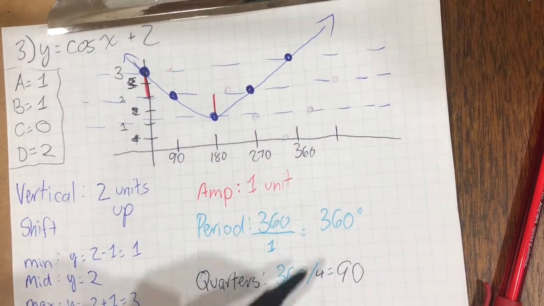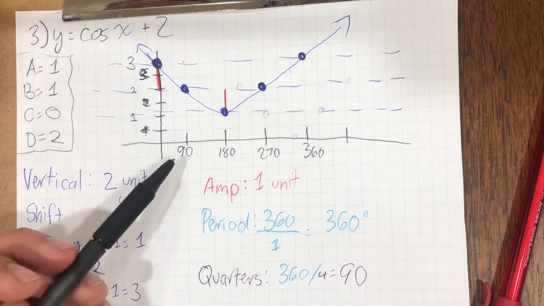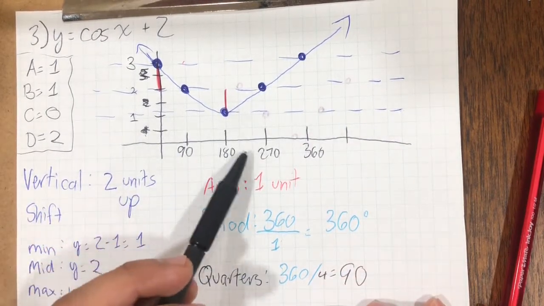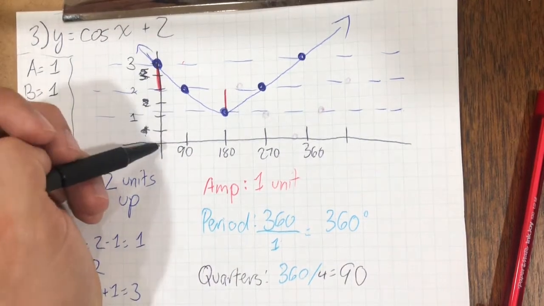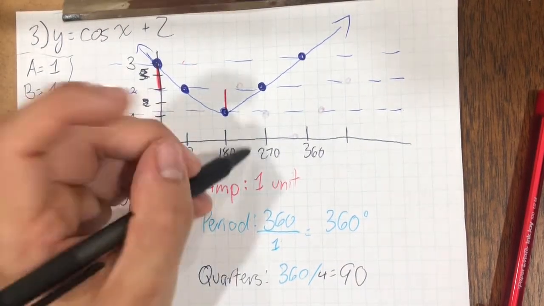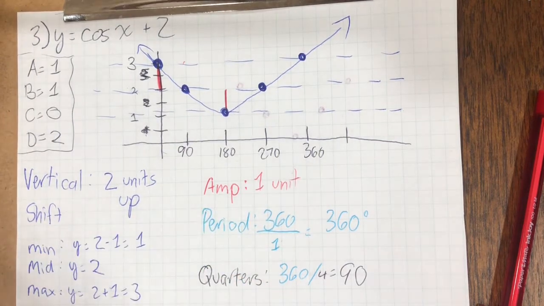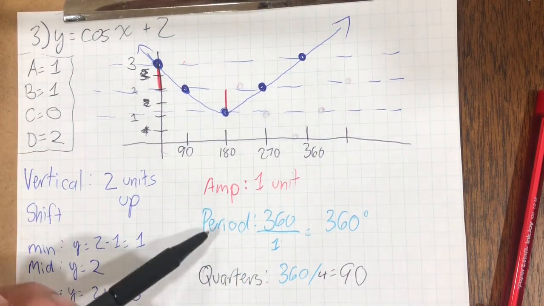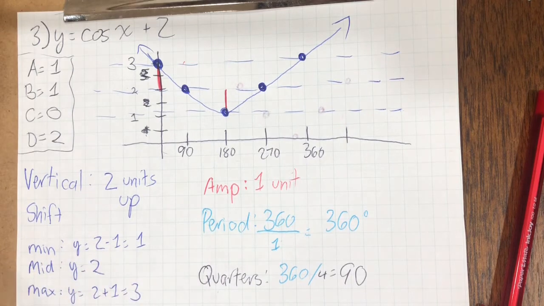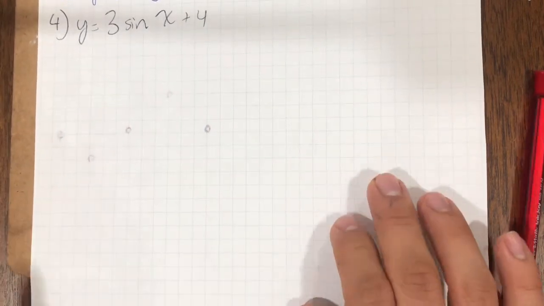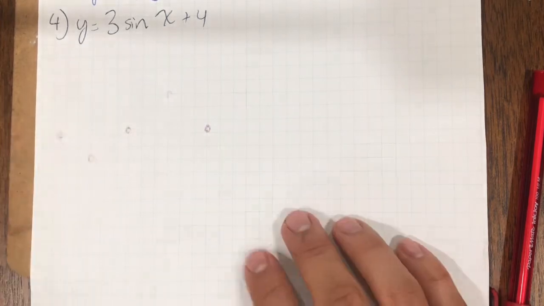And if we take a look at this graph, we see that for each x you went up by 90, and then the graph started to repeat itself right after 360 degrees. So nothing really changed from the amplitude, the period, and the quarters from the original graph. So now let's take a look at number 4, which we may have a couple of changes based on having the 3 in the front and the 4.